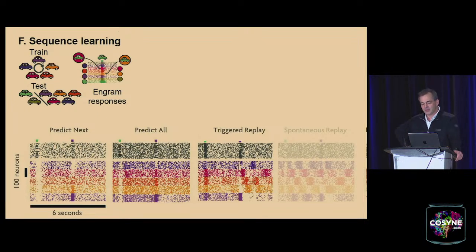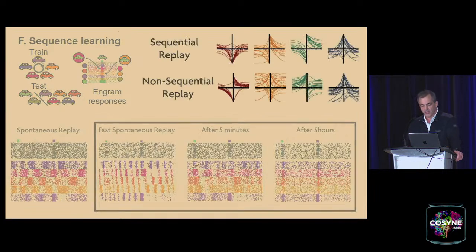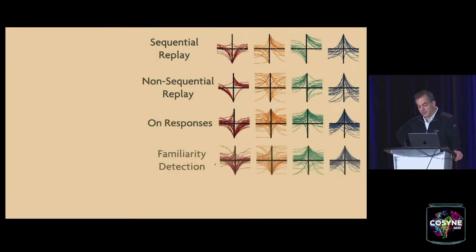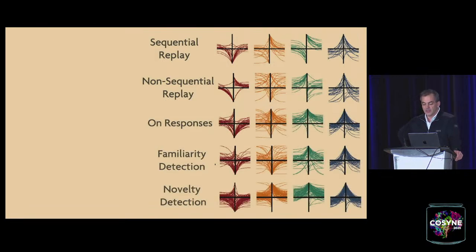In any case, you could think about building a second network that picks up representations of these sequences. So, just to finish this part, maybe I'll show you the learning rules that have a specific behavior. So in case of this set, these are all the learning rules that show sequential replay. These are all the learning rules that show non-sequential replay, and you have the other memory tasks here too: on responses, familiarity detection, novelty detection. If you squint your eyes, you can start to see trends here, or you can at least start to see interesting things.